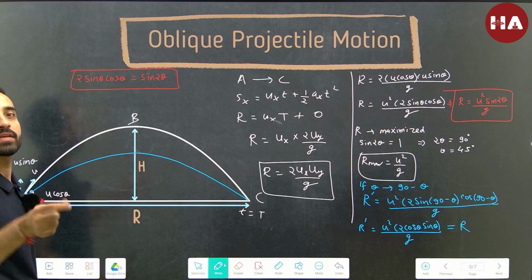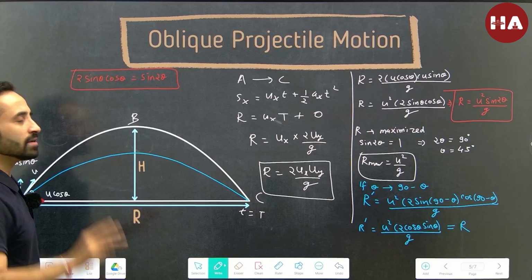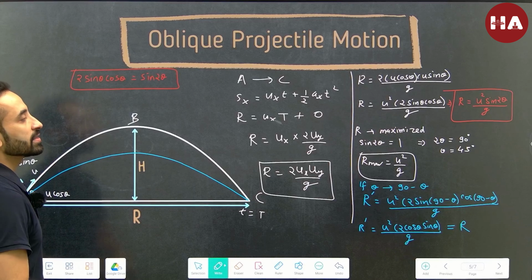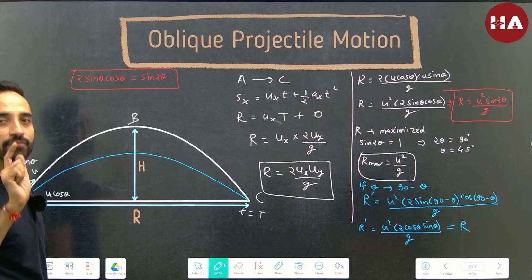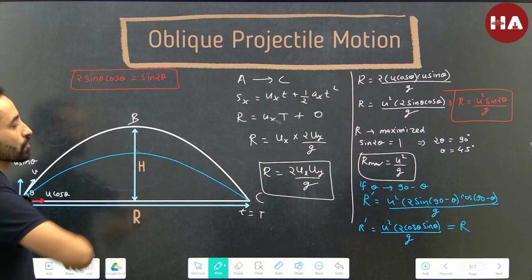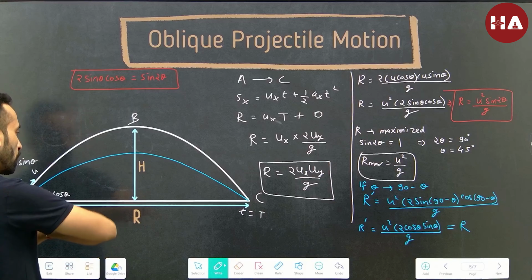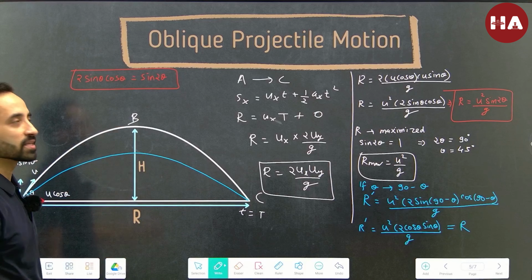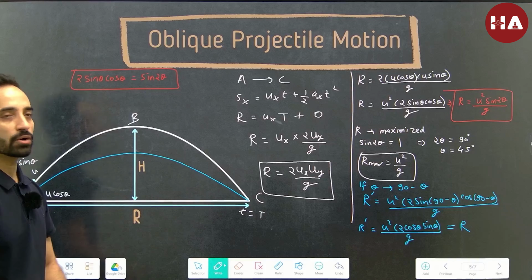So this is a very important fact. You can just keep that in mind. Two highlights here. First, range is maximum for angle of projection 45 degrees. Second, for complementary projection, the range is going to be the same. Please note it down.